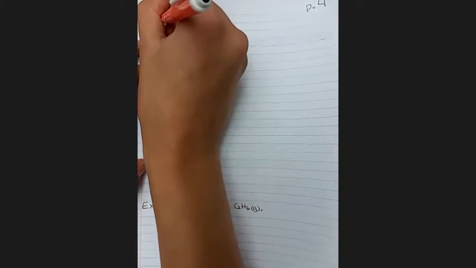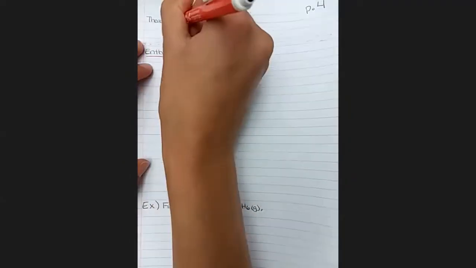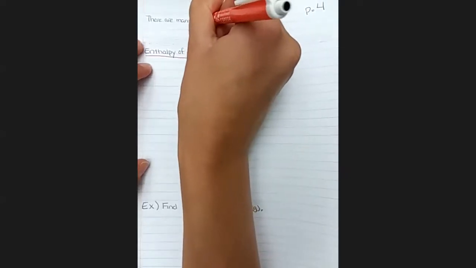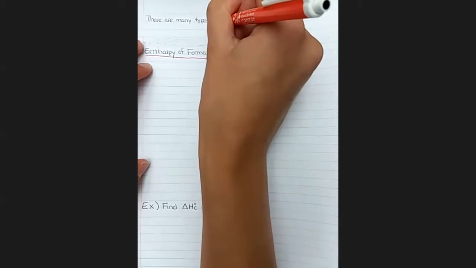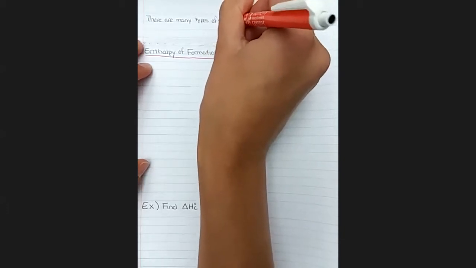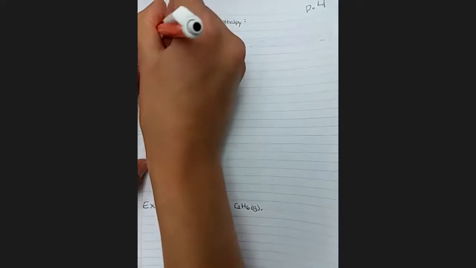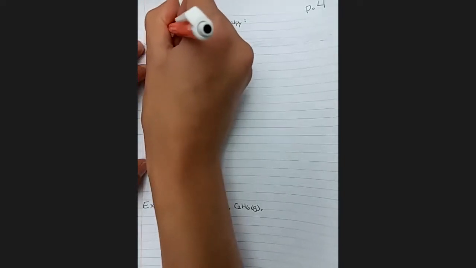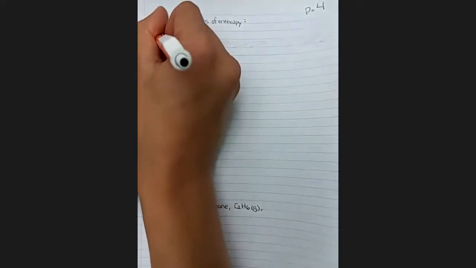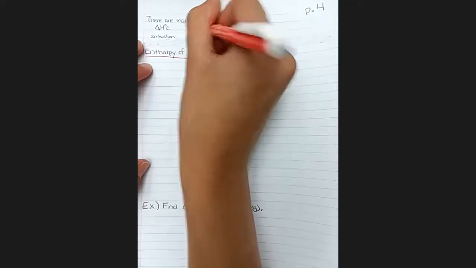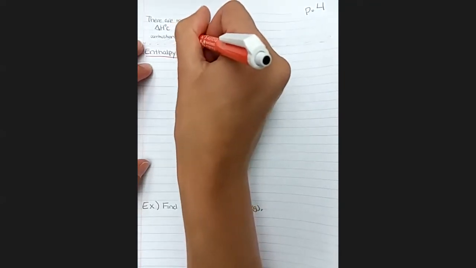So there are many types of enthalpy. And we're only going to be talking about a few of them in this chapter. But if you go into physical chemistry, you will continue to learn more. So there's delta HC for combustion. There is delta HF, enthalpy of formation.